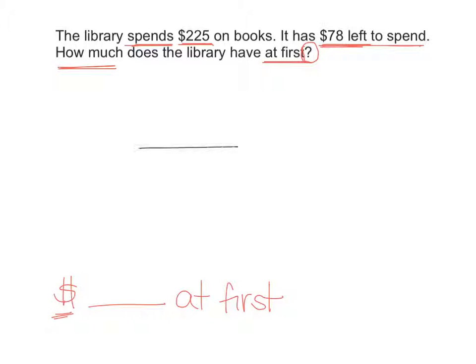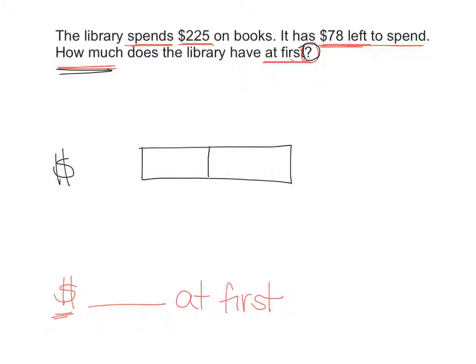So I'm going to go ahead and draw a bar, and I'm going to call this money. We're talking about money. Okay, now we can go back and kind of look at the question. I see 3 parts once again. I can see that the library spends some. I can see that it has some left to spend, and then I'm wanting to know how much it has at first. So I've got to think, where is that question mark going to go?